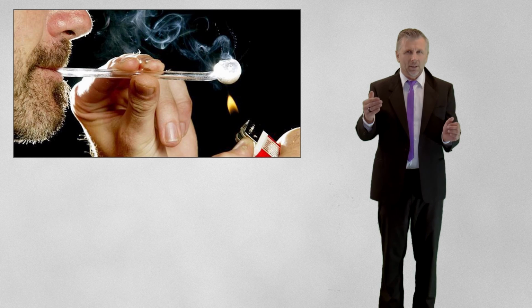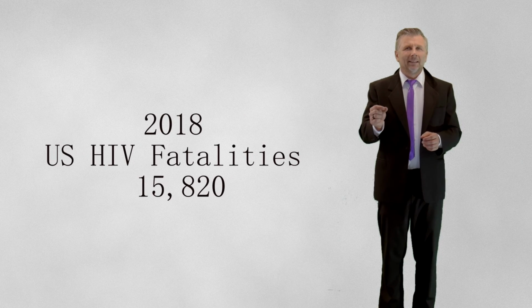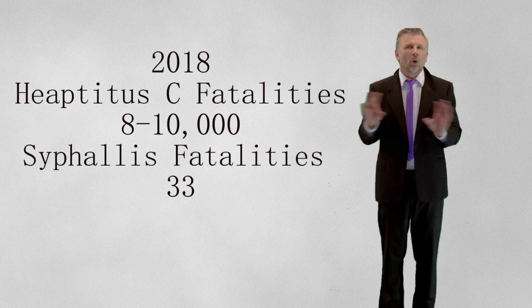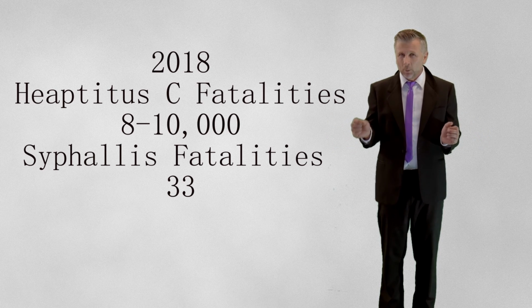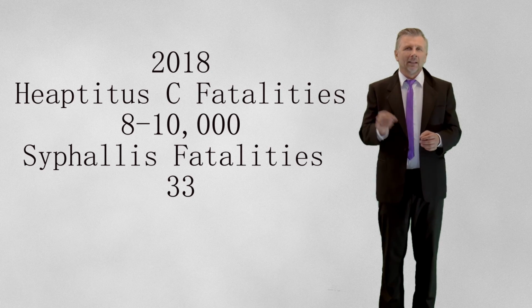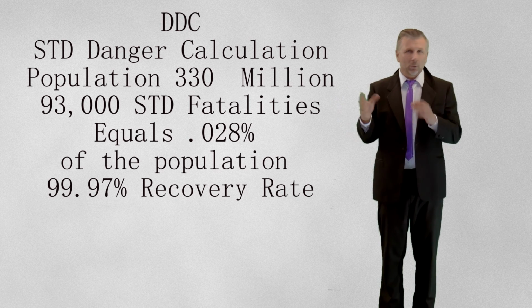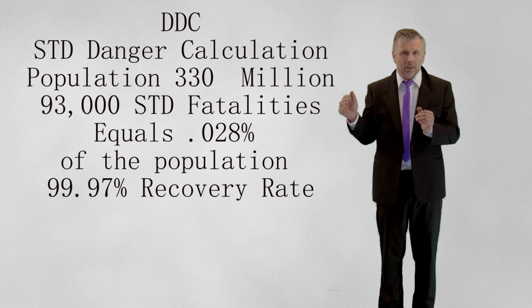Hopefully you're already starting to think of some of the issues. Two more examples and then I'll explain what's wrong. STDs. In 2018, there were 15,820 deaths from HIV, somewhere between 8 to 10,000 deaths from hepatitis C, 33 from syphilis. If we combine all the numbers together from all the different STDs, the highest total I found was 93,000. In Donnie's danger calculator, that comes out to 0.028%. We could round it up to 0.03% or a 99.97% recovery rate.